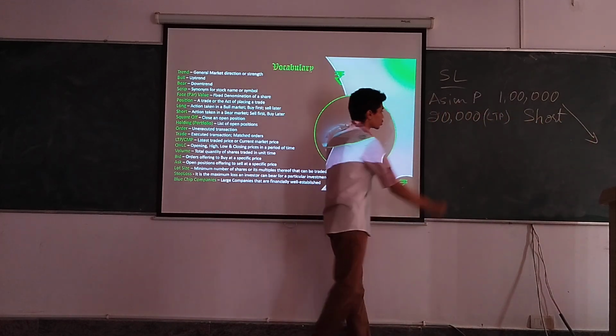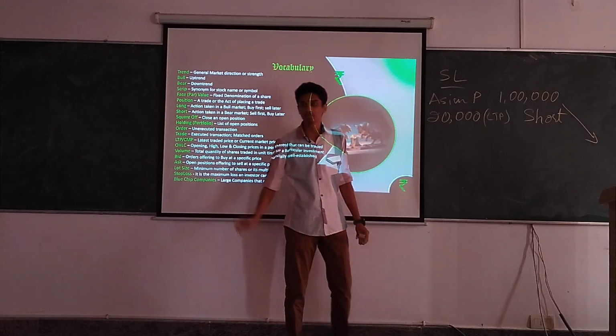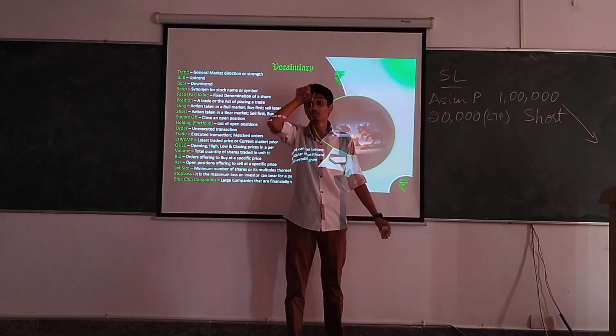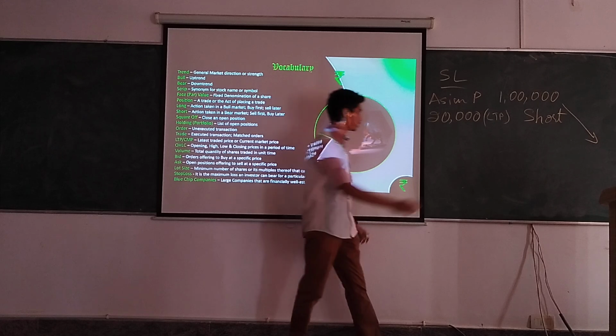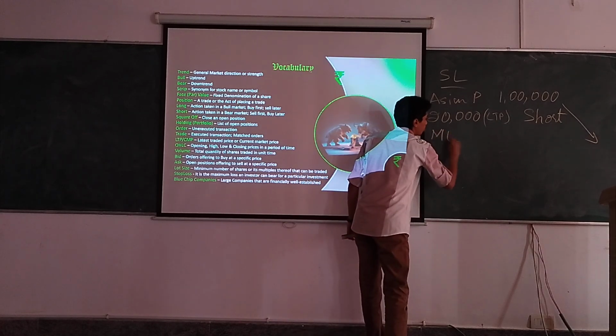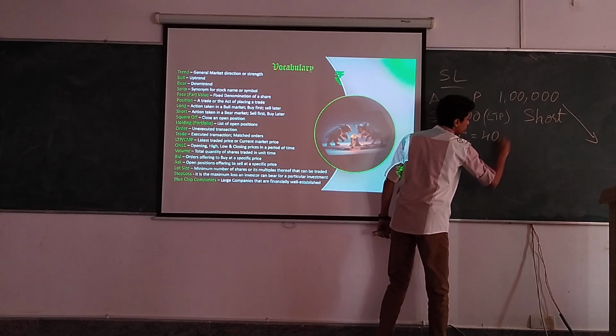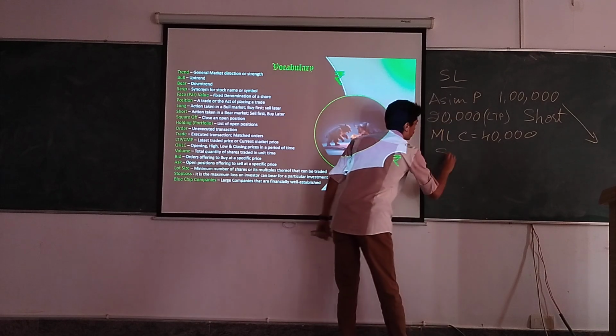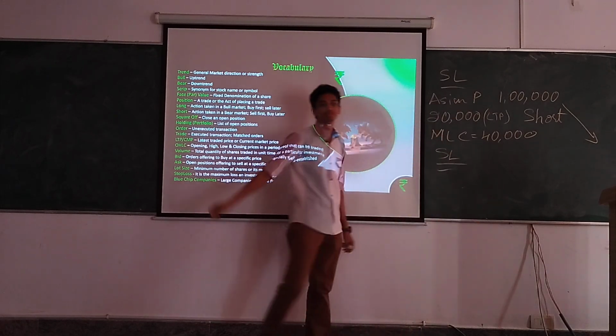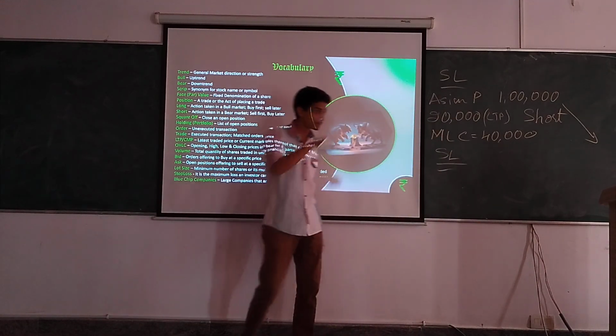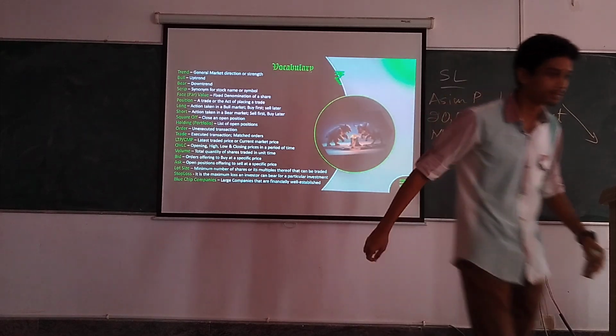So what's your maximum loss capacity? How much can you lose on 1 lakh? 40,000. Maximum loss capacity is 40,000. Calculate the stop loss price for each share. Do it. Share it.